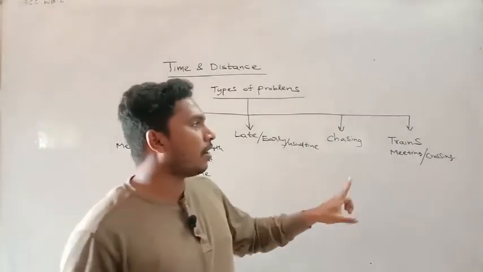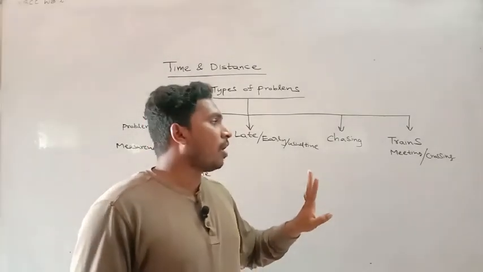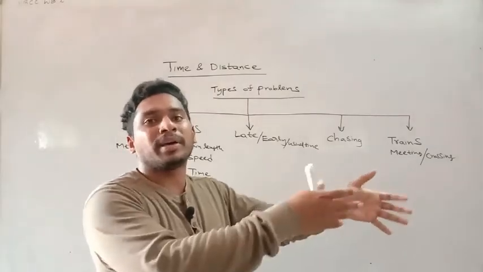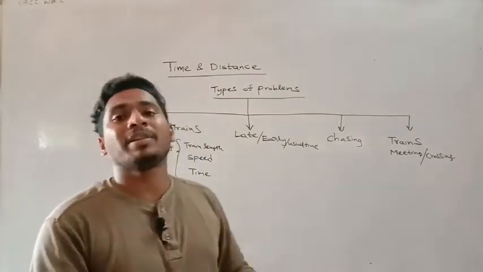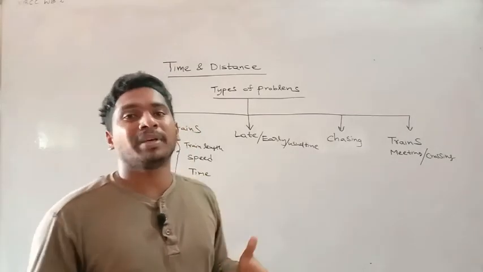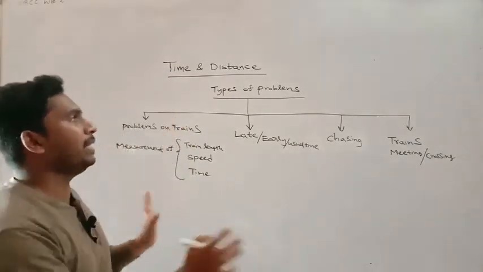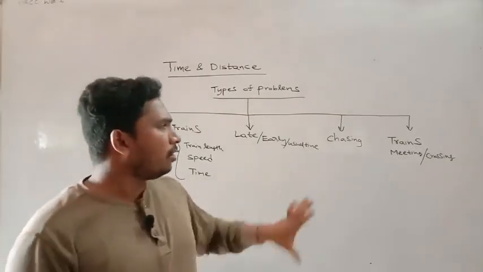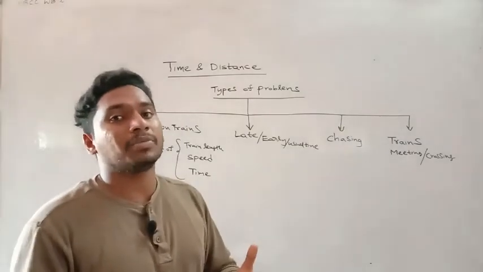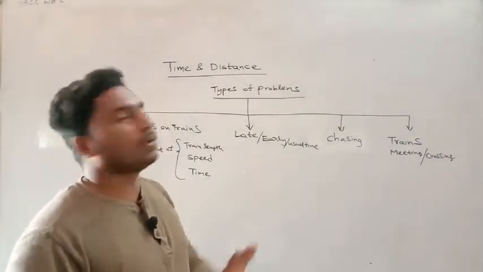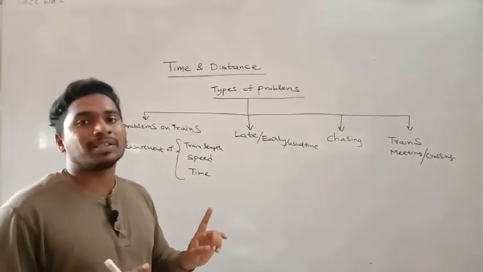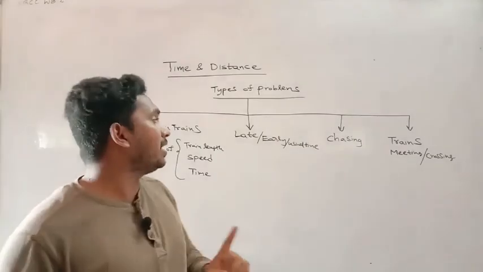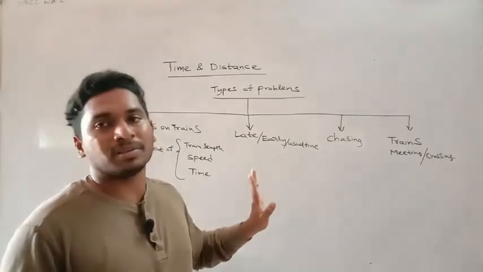The last type is trains meeting or crossing. If two trains are passing in the same direction or opposite direction, at what time will they meet, after what distance will they meet? These are all the types of questions that they may ask you in the exams. Along with that, boats and streams also come under this topic, but I will discuss that separately as a separate topic. That's the reason why I haven't included it in these types.